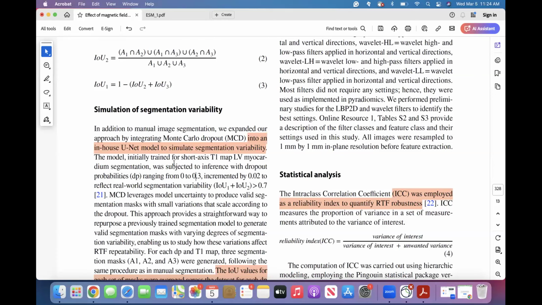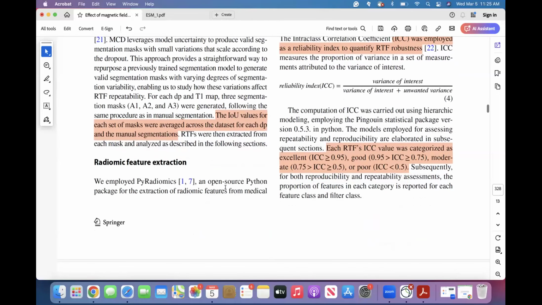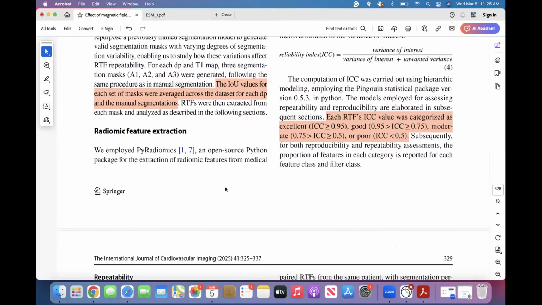And each time we sample with a given dropout probability, the network is able to generate a slightly different mask from the previous generation using the same dropout probability. And the variance in this mask increases as dropout probability increases. So having all that in mind, we use the same metric or the same index to assess reliability.